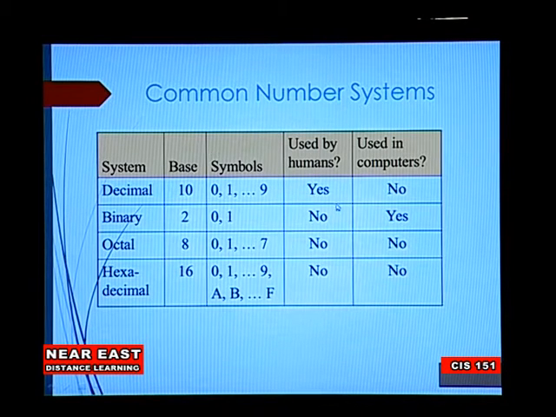So which one is used by humans? Decimal is used by humans. Binary, octal, and hexadecimal are not used by humans. Which number system is used in the computer? Decimal is not used by the computer. Binary is the only one which is used in the computer. Octal is not used by the computer, and hexadecimal is not used by the computer. So all of them are not used except the binary.